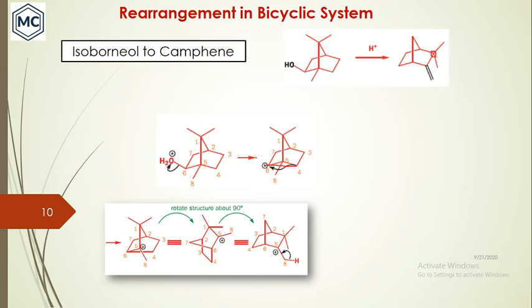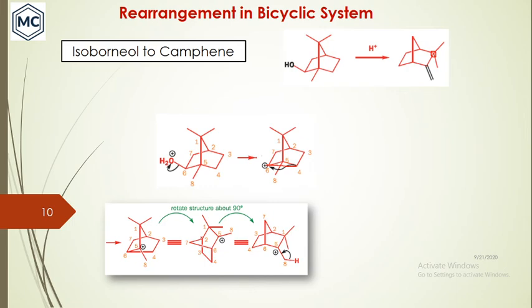This is the same structure, but the carbocation is at the 4th, 5th position, and this 4, 5 C-C bond has broken. I am redrawing this structure. What is happening, and you can see here, is that this 1, 2 group is shifted to here. This is 1 and this is 2, and 7 is coming at the bridge position. 1, 2, 7.